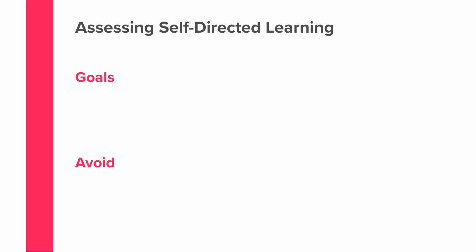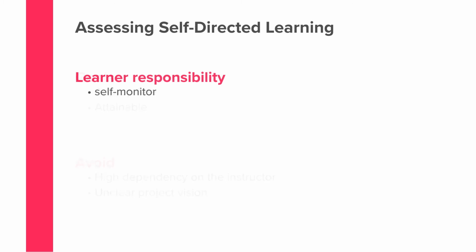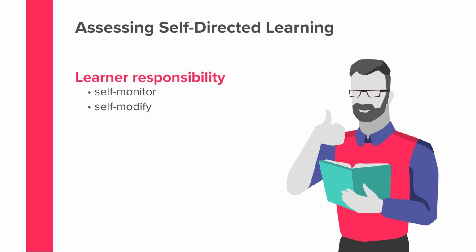Assessment is an important consideration for SDL. Self-assessment should begin with goals that are appropriate and attainable. SDL is less successful when there is a high dependency on the instructor or when a project starts off with an unclear vision. Assessing SDL requires that the learner can self-monitor and self-modify. For example, self-monitoring could include asking others for their perspective, and based on their feedback, adjustments may be made to the SDL project accordingly.